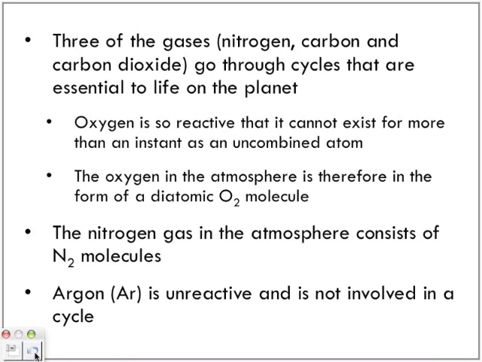So argon is unreactive and is not involved in a cycle. Of all those that I showed you in that table, argon is the only one that actually exists on its own. It doesn't bond, and you'll see that when we talk about what we call noble gases. They're at what we call a stable state. Okay, and they're very unreactive. In fact, all those elements on that side of the periodic table, in that column or group, are considered unreactive. But we'll talk about that later.